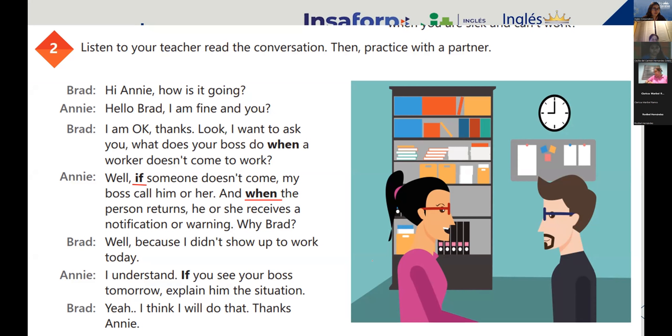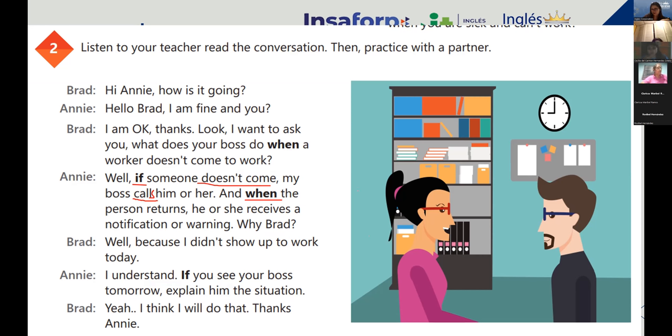What does your boss do when a worker doesn't come to work? If someone doesn't come, see, if doesn't, present, right? If someone doesn't come, my boss, aquí necesitamos una S, porque es tercera persona, no singular. Cosa que no nos extraña, que se la hayan comido, bueno. If someone doesn't come, my boss calls him or her. Okay? Remember to add yes. If someone doesn't come, my boss calls him or her.